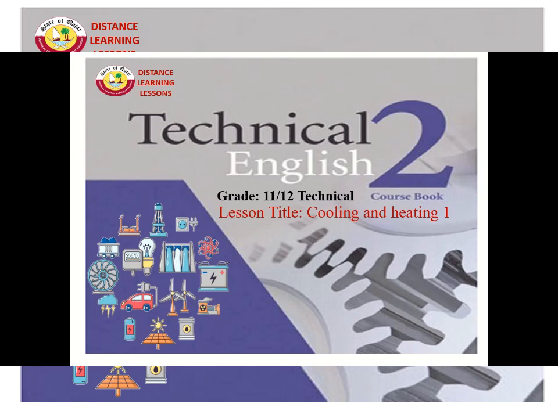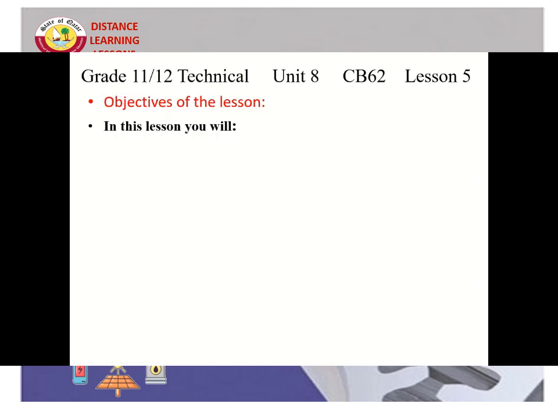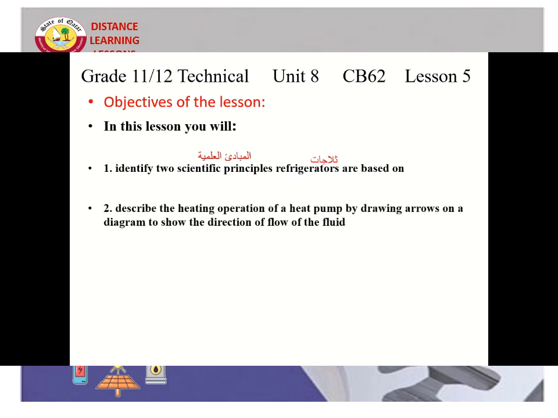Welcome to our technical English lesson. This is our first of two lessons on cooling and heating. We have two objectives in this lesson. Number one is to identify two scientific principles refrigerators are based on. And number two is to describe the heating operation of a heat pump by drawing arrows on the diagram to show the direction of flow of the fluid.